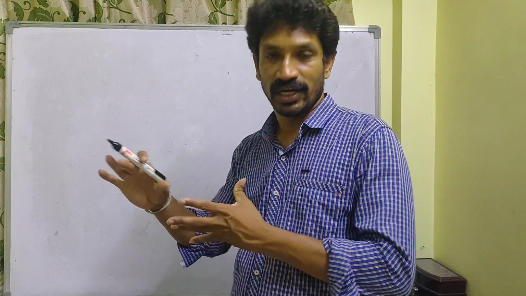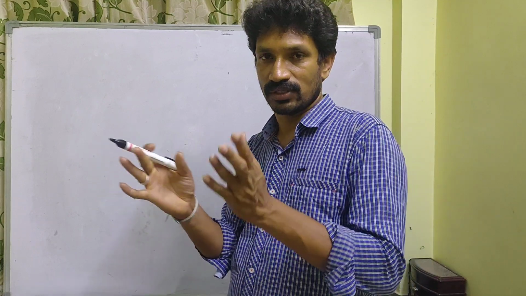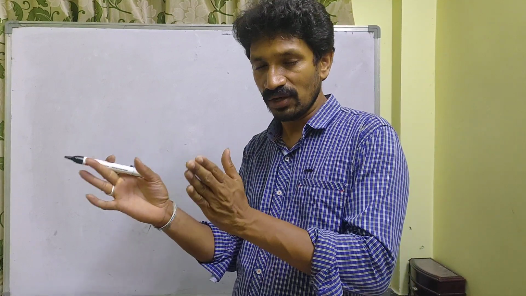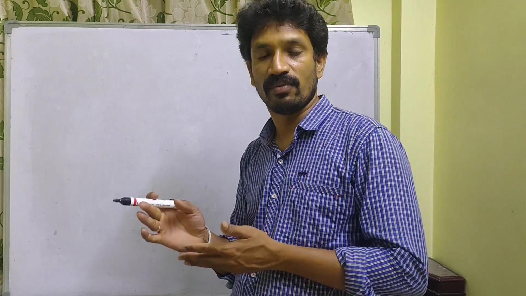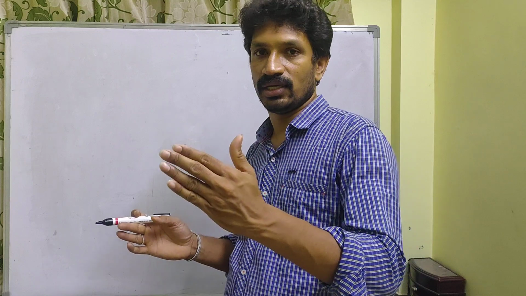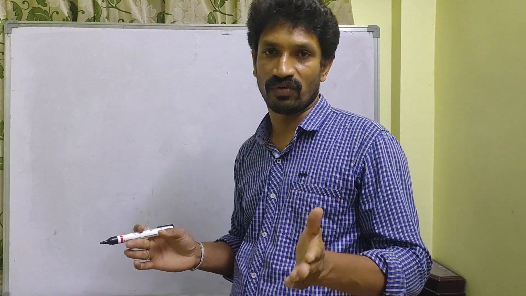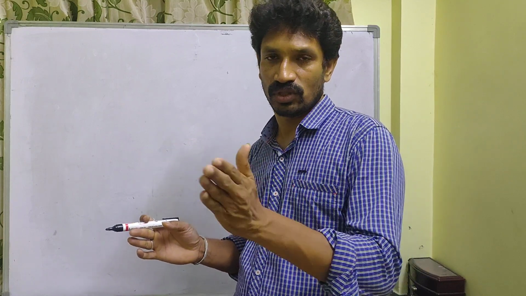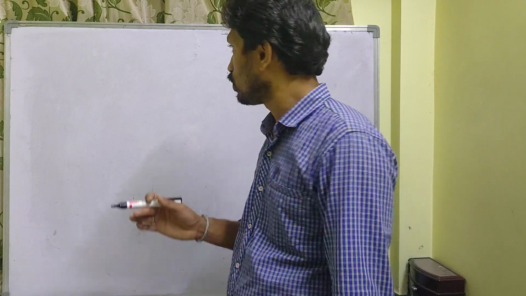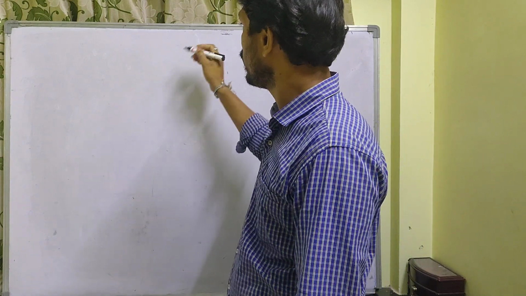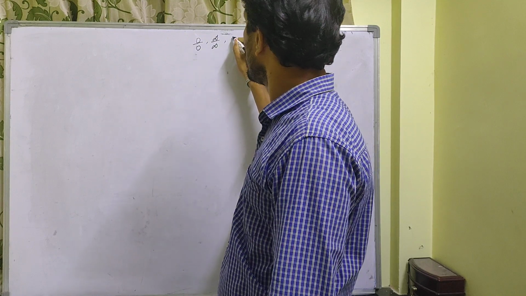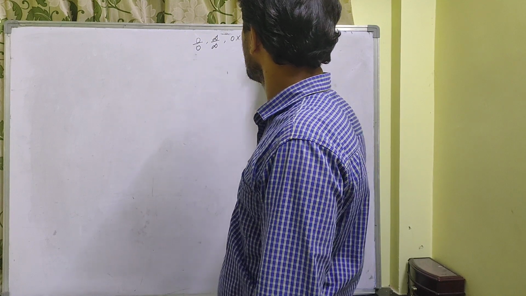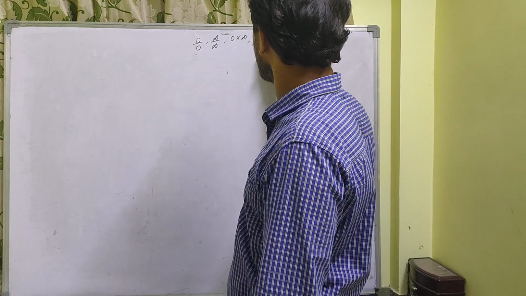So, yesterday we completed indeterminate forms, some methods. We completed the 0 by 0 form, infinite by infinite, and 0 into infinite. Okay, so all these we completed. So now, once again I am writing: 0 by 0, infinite by infinite, 0 into infinite, and infinite minus infinite.